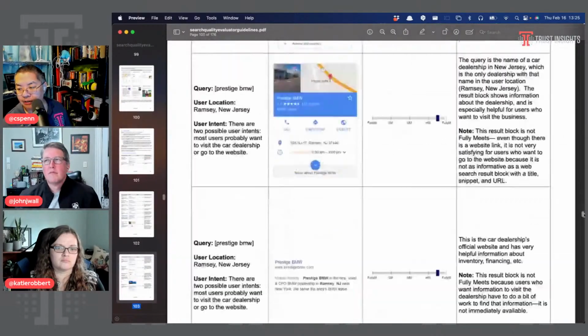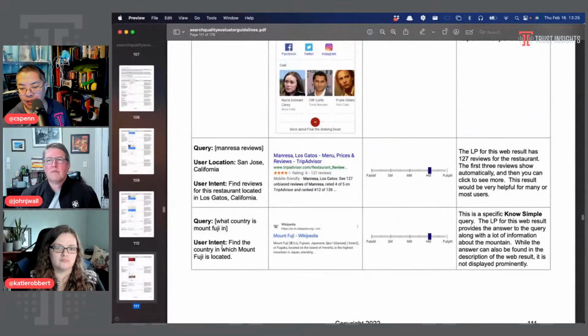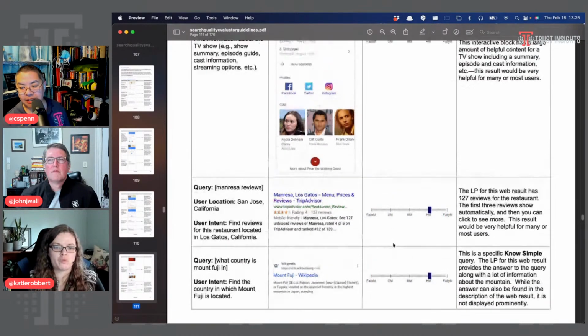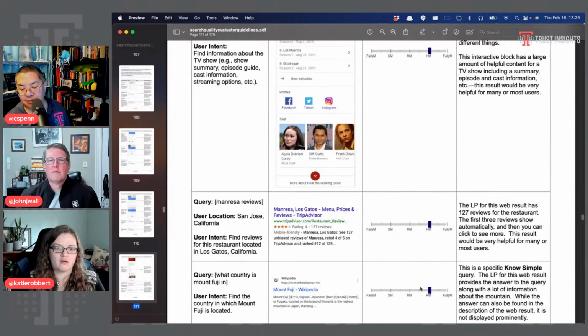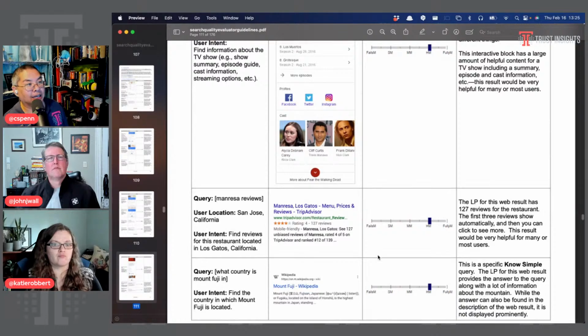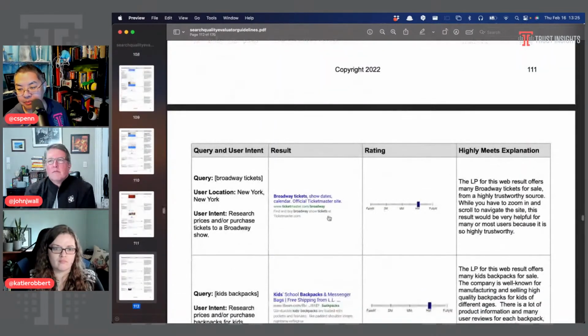If we scroll down, let's go into what country is Mount Fuji in? User intent: find the country. Mount Fuji from Wikipedia. This is a specific, simple query. The landing page for this result provides the answer with a lot of information about the mountain. While the answer can be found in the description of the website, it is not displayed prominently. So in this case, the need was highly met, but not fully met, because the answer did not leap out immediately and obviously. Then the Broadway tickets. The intent here is to research prices and go find tickets on Broadway.